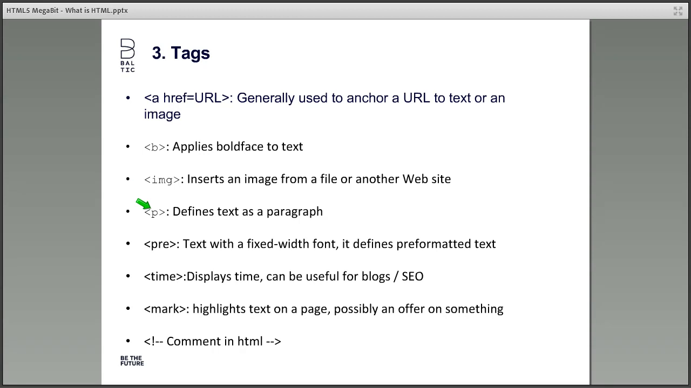We've got the P tag, so that defines a text as a paragraph. The pre, so text with a fixed width font, it defines pre-formatted text. We've got the time, so that displays time and can be useful for blogs and for SEO. That sort of links a bit more onto the HTML5 side of things, more on that later. And we've got the mark tag, so that highlights text on the page, possibly an offer on something that you're trying to sell at a business. Again, a bit more of a HTML5 tag.